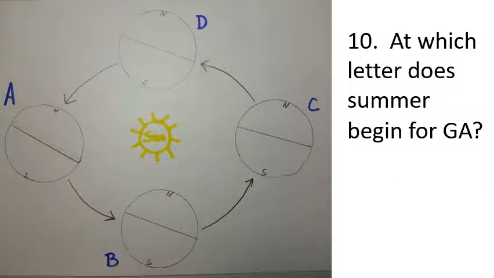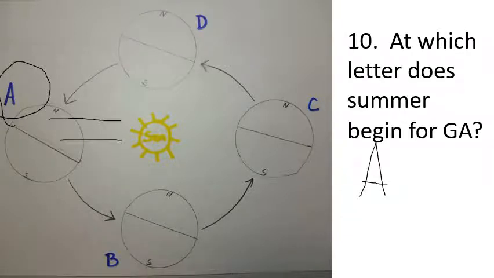At which letter does summer begin for Georgia? Well, that's the same question, or it has the same answer to a slightly different question. It's A. We start summer when we are leaning more towards the sun. You can see it. Our half of the Earth is leaning towards the sun, whereas over here, our half of the Earth seems to be leaning away from the sun. When your half of the Earth, your hemisphere, is leaning towards the sun, that's the start of summer. When it's leaning away, that's the start of winter.